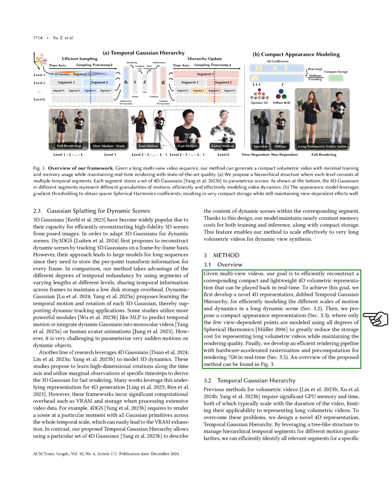Section: Temporal Gaussian Hierarchy. In this section, we introduce the temporal Gaussian hierarchy, a new approach to volumetric videos that addresses the high GPU memory and time requirements of previous methods, which often increase with video length. Our design utilizes a tree-like structure to manage different motion granularities, allowing us to efficiently identify relevant segments for any given timestamp while keeping computation costs stable, regardless of video length. We provide an overview of the temporal Gaussian hierarchy, which accommodates varying motion scales in dynamic scenes.